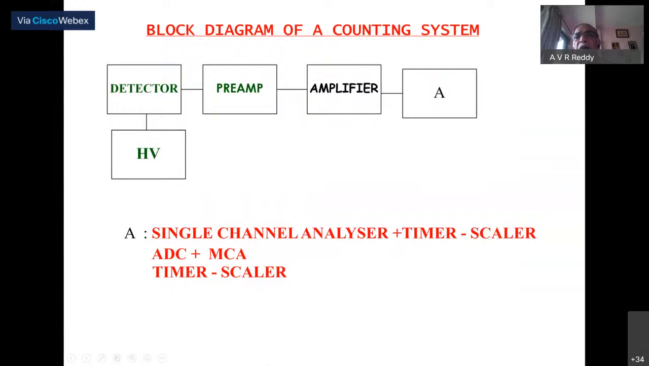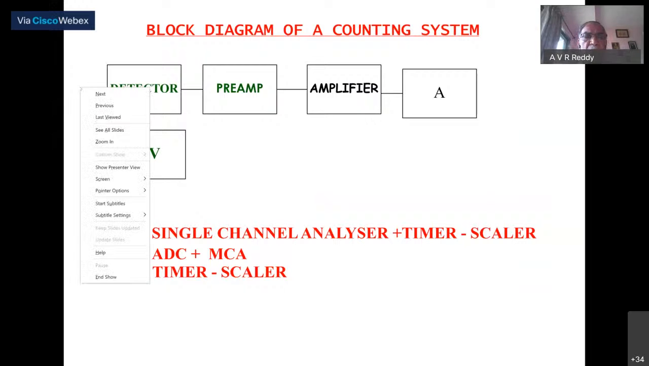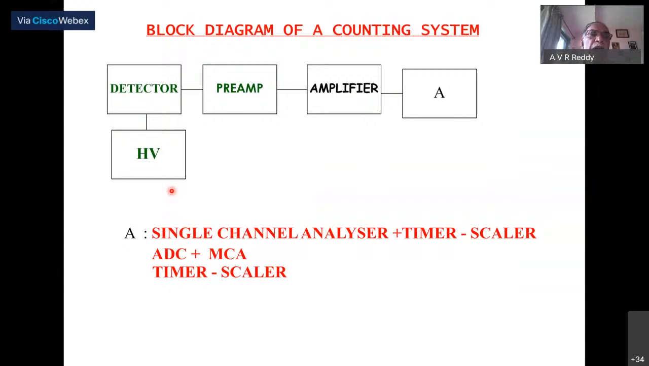Now, a typical block diagram of a counting system consists of, obviously, a detector. Then you keep a sample here. I will put the pen. We will put a source here so that the emitted radiations will fall on the detector.